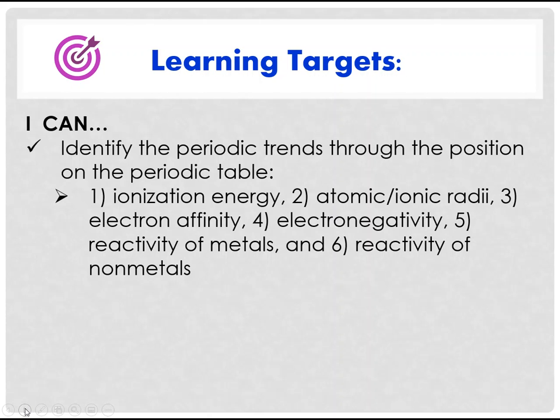The main trends we'll be looking at are ionization energy, atomic and ionic radii, electron affinity, electronegativity, reactivity of metals, and reactivity of nonmetals.